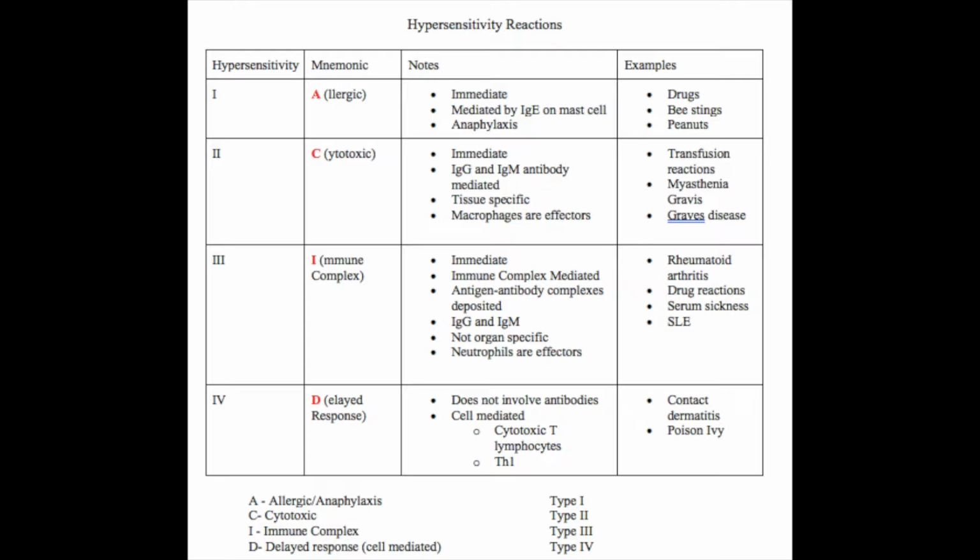So there's 4 different types of hypersensitivity reactions. In general, a hypersensitivity reaction is just any sort of exaggerated immune response to a foreign agent, or what the body thinks is a foreign agent. So a common example of this is an allergy. That's a hypersensitivity reaction in your body.